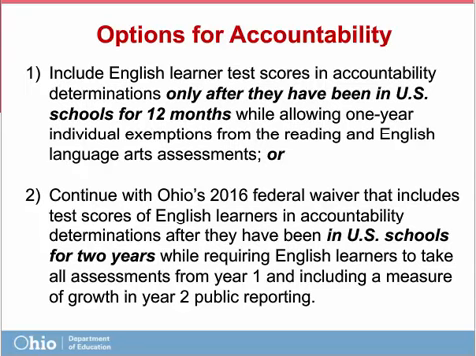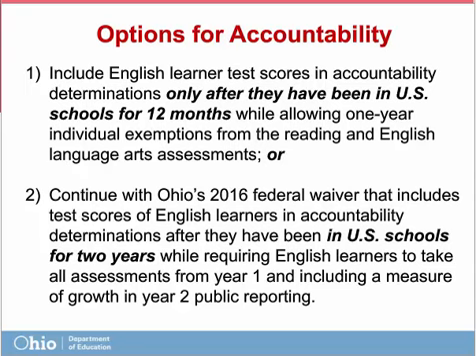In our state plan, the Ohio Department of Education must decide whether to first include English learner test scores in the accountability determinations only after they've been in U.S. schools for at least 12 months. If we decide to go with this option, students would be allowed to have a one-year exemption from taking the reading and English language arts assessments and would be excluded from proficiency calculations in all subject areas during that first year they're in an American school.